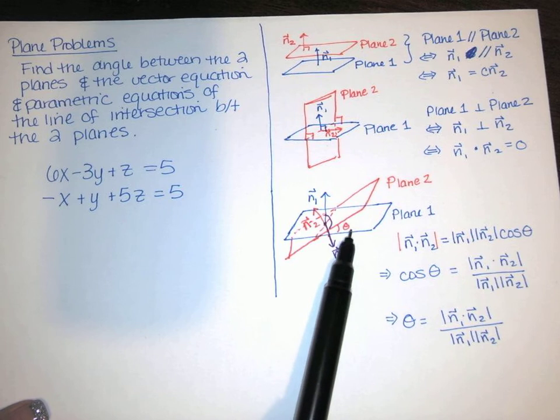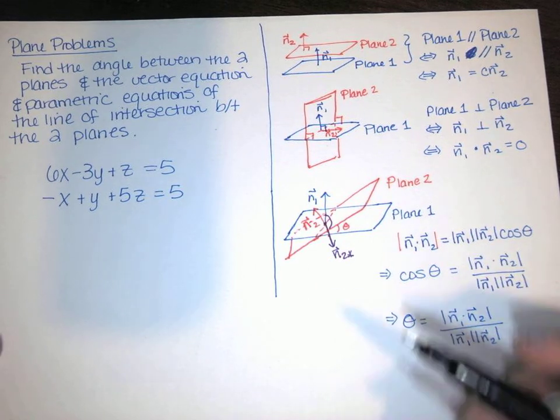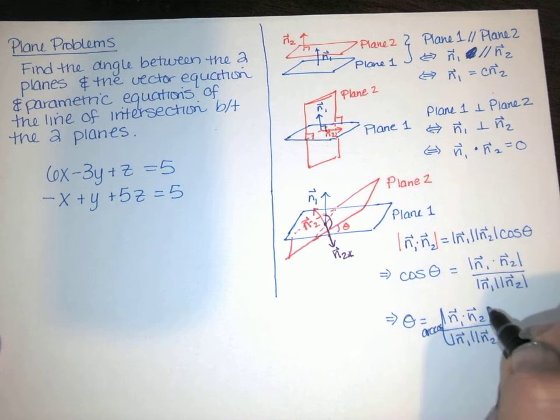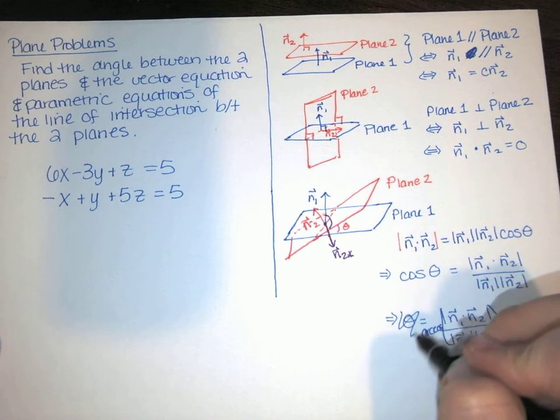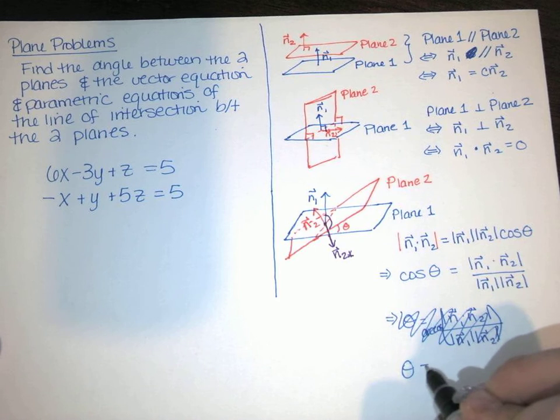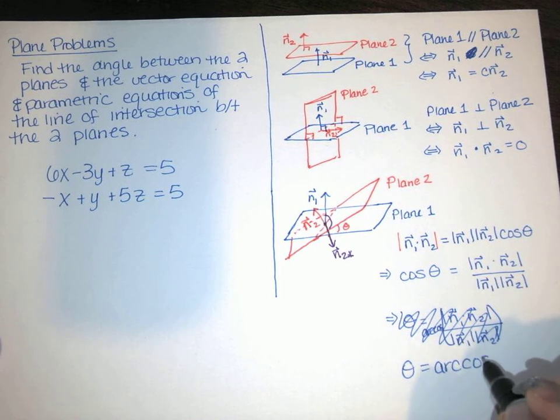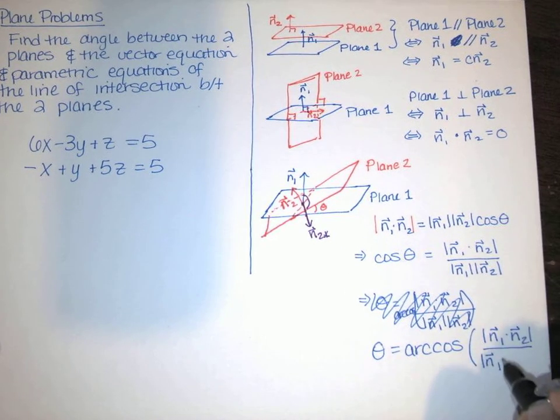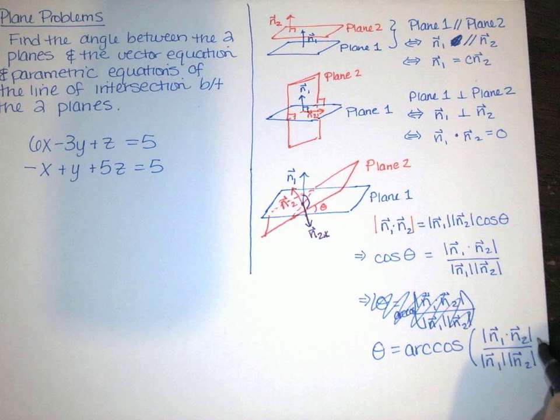The acute angle between the two planes is, oops, how did I miss the cosine? The arc cosine of this. So bad, I'm going to write it again. Theta is the arc cosine of the absolute value of n1 dotted with n2. That's a number. Take its absolute value, and we divide by the length of n1 and the length of n2.